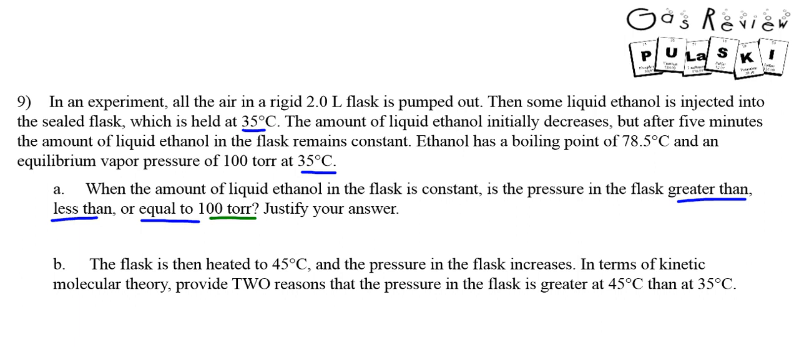At equilibrium, which is why it's a little hard to talk about, that means that nothing's changing. So I have the same amount of liquid and gas. At equilibrium, I have 100 torr for my pressure. So when the amount of liquid ethanol in the flask is constant, is the pressure in the flask greater than, less than, or equal to 100 torr? What do you think? Just based on what I just told you.